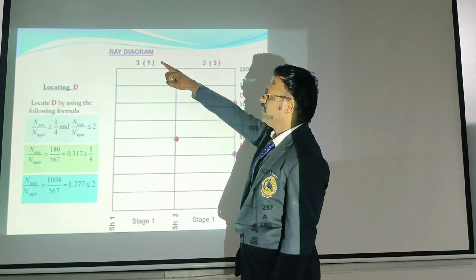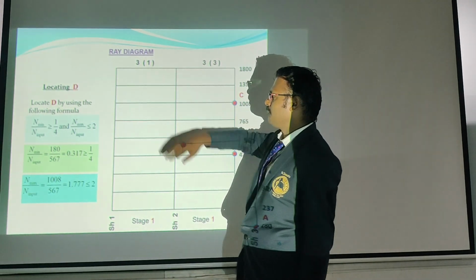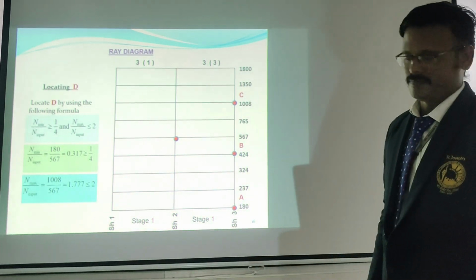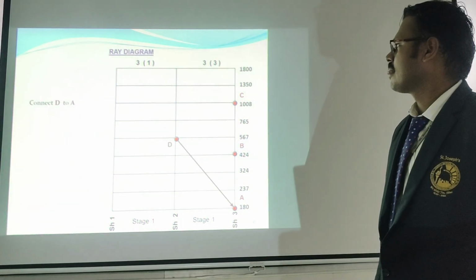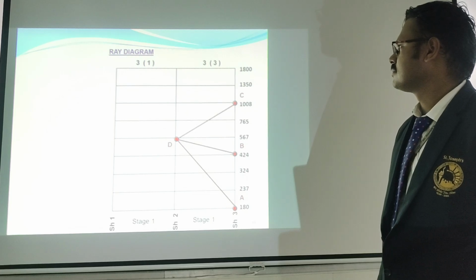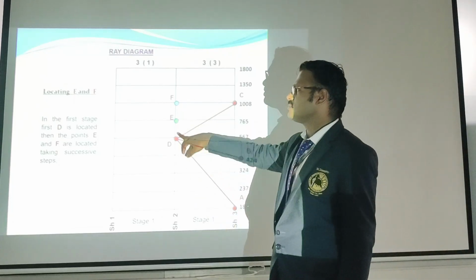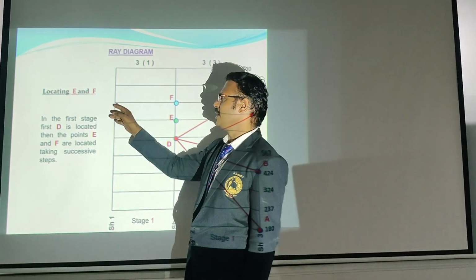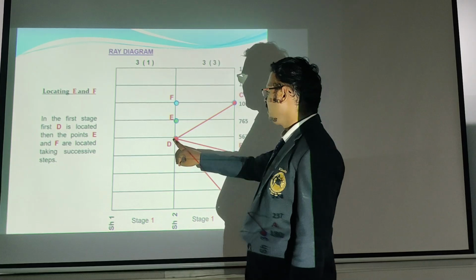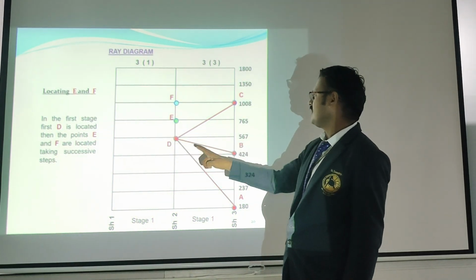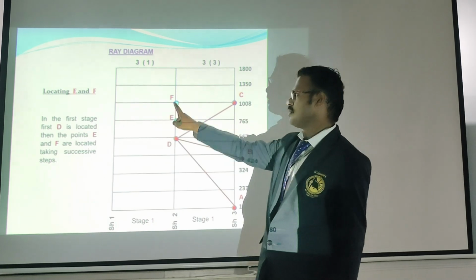Here I have to mark 3 speeds with a gap of 1. So another speed will be here, another speed will be here. So here I have marked 3 speeds. Now I need to mark input speed here. So it will be the minimum speed. The minimum speed will be the 567. The maximum speed will be the 1008.